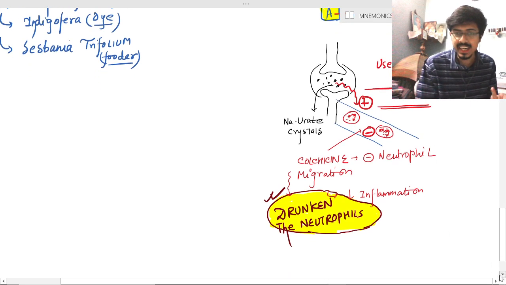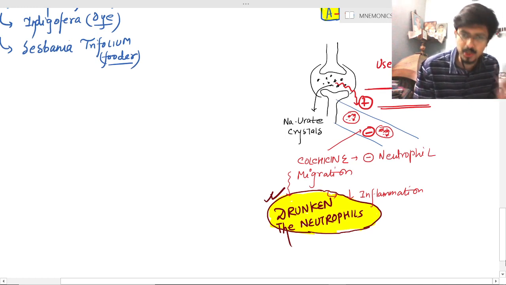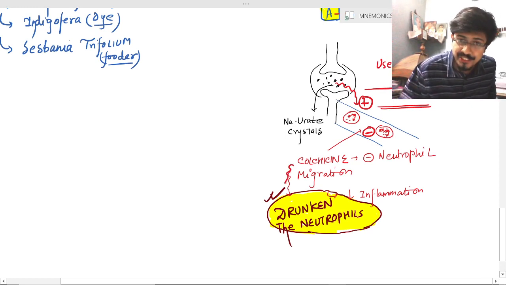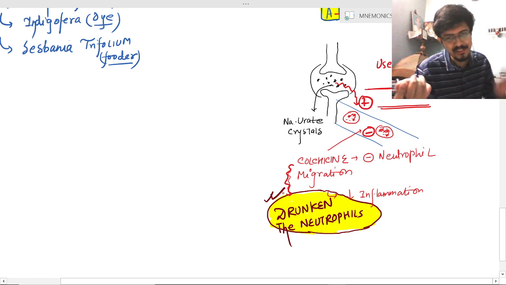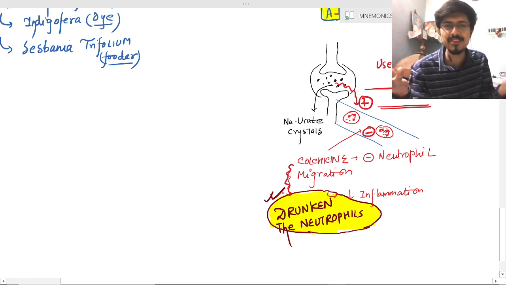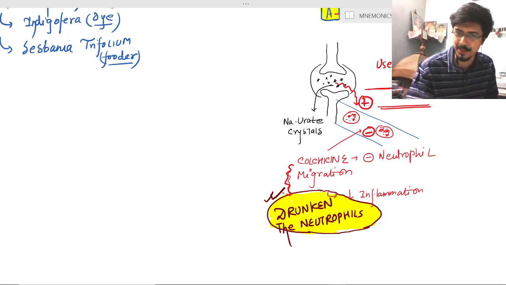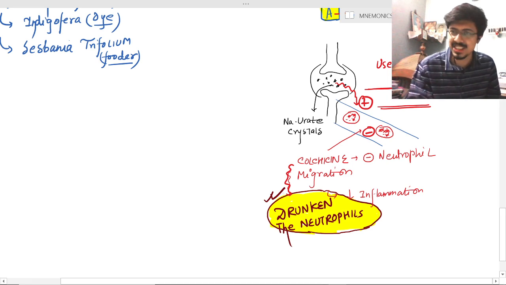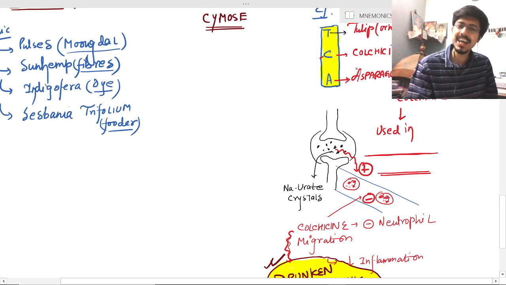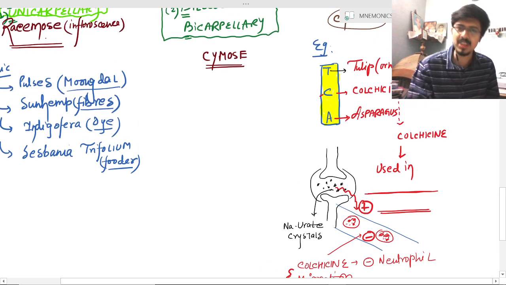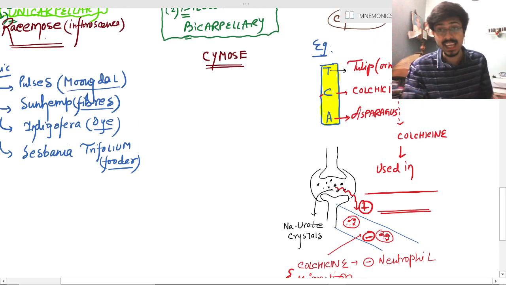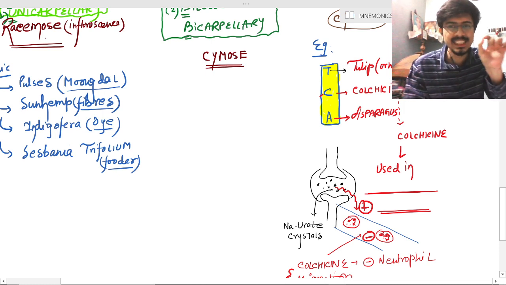Characteristically, it is said that the colchicine drug makes the neutrophils drunk. If the neutrophils are drunk, they cannot function properly, so the inflammation does not set in. The third example is A for asparagus. So the complete mnemonic is TCA: T for tulip, C for colchicum, A for asparagus. So you have known the mnemonics.